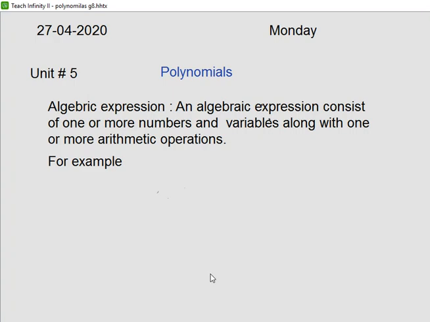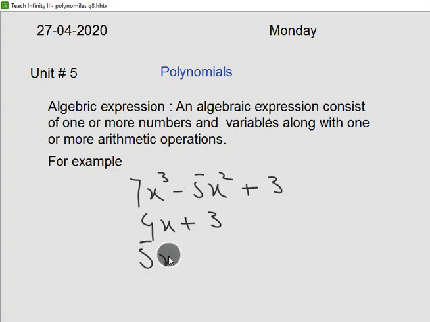The definition is like this: an algebraic expression consists of one or more numbers and variables along with one or more arithmetic operations. So let me explain the definition. What are the variables, what are the numbers, and what are the arithmetic operations? Let me write an example, suppose 7x cube minus 5x square plus 3. This is an algebraic expression.